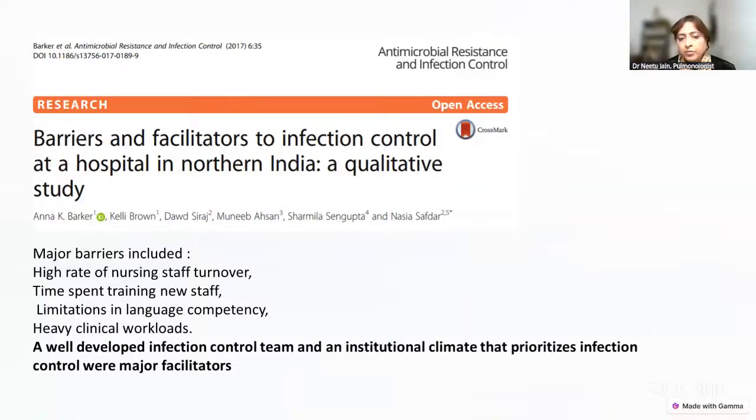Then language competency, having heavy clinical workload. If one nurse is looking after 4 patients in ICU and 2 of them are ventilated, I can imagine that she is transmitting infection from one patient to another, because she does not have time to even sanitize her hands in between. And doing those bundles and ticking her checklist is a far cry. She will not be able to do that. So it is very important that staff should have limited clinical workload, and you should have a well-developed infection control team and an institutional climate that prioritizes infection control.